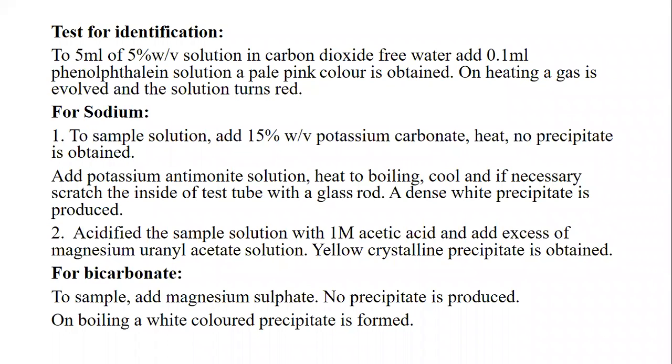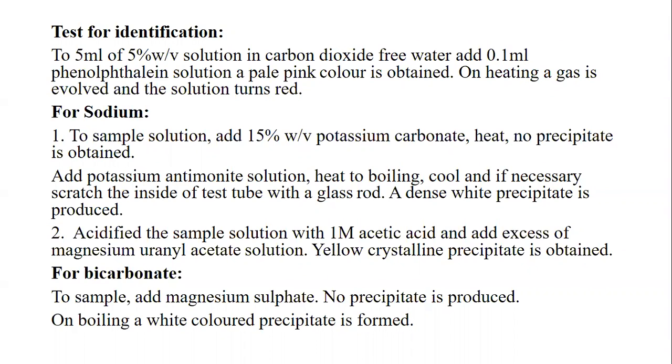So in the test column, you're just going to write acidify the sample solution with 1 molar acetic acid and add excess of magnesium uranyl acetate solution. In the observation column, you're going to write whether you get a precipitate or not. If you get a yellow crystalline precipitate, in the inference column you will write sodium ion is present. This is how all these identification tests should be written. It is a very neat way of dividing it into columns and saying whether it is present or absent.